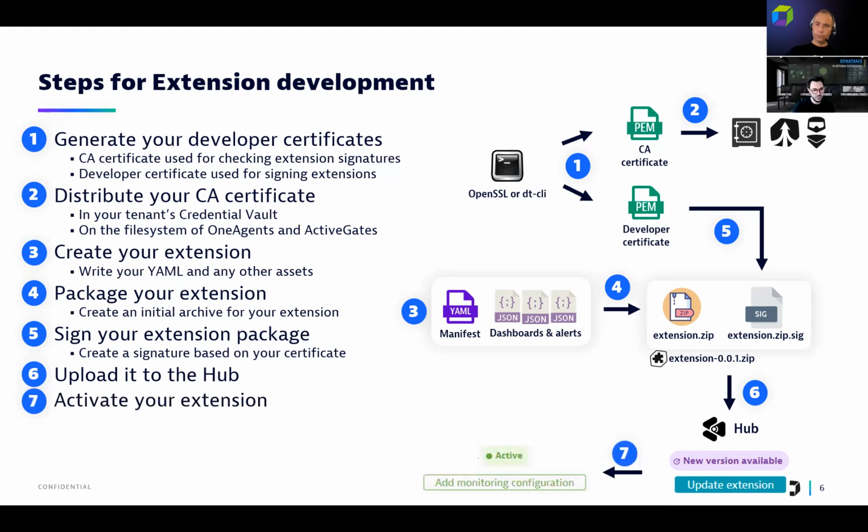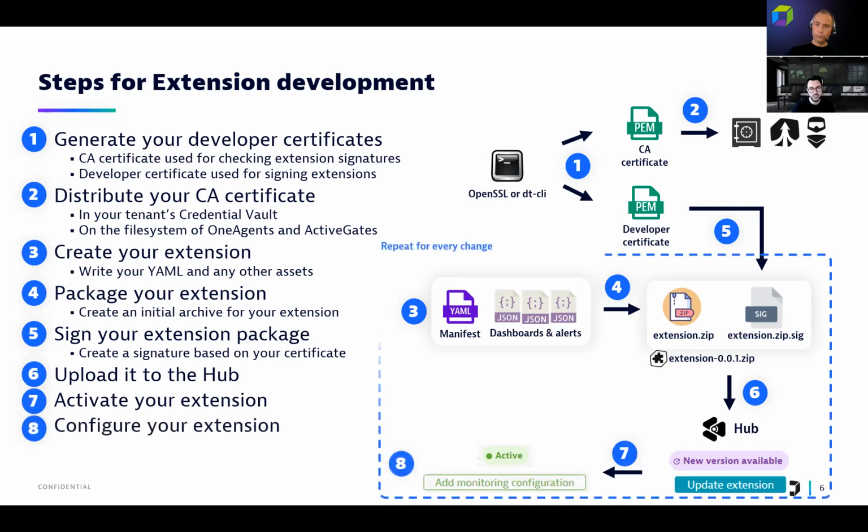The status changes to an active version of the extension, and now we have the ability to add configurations. And of course, every time we make a change, we modify our manifest, we create a new archive, we sign it again, we create a new package that we upload. So we repeat most of these steps every time we make a change.